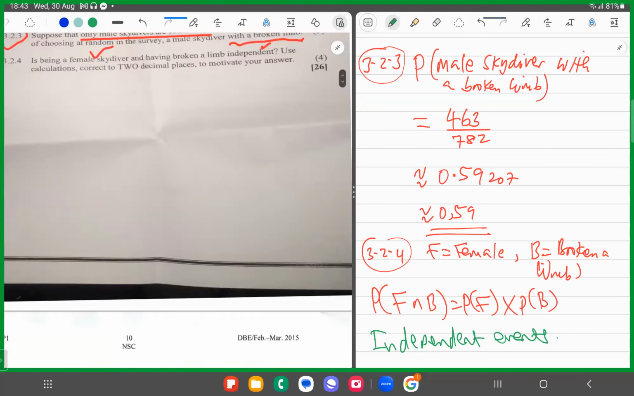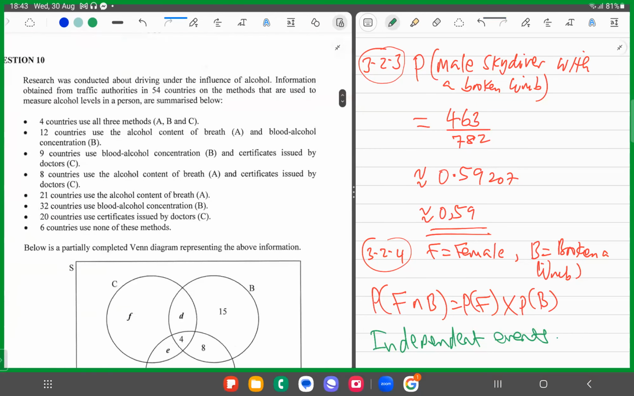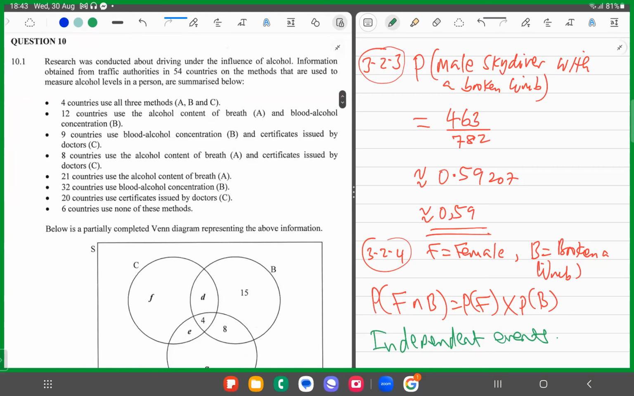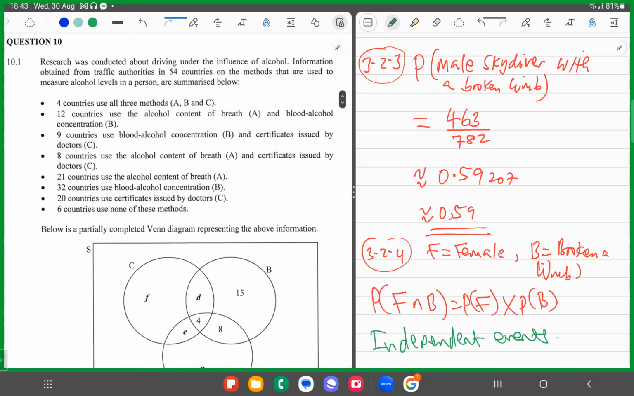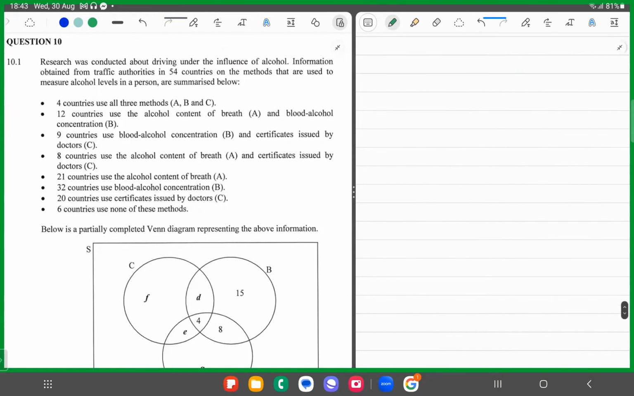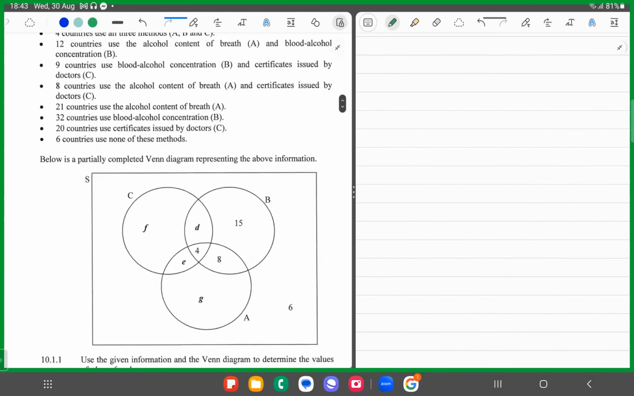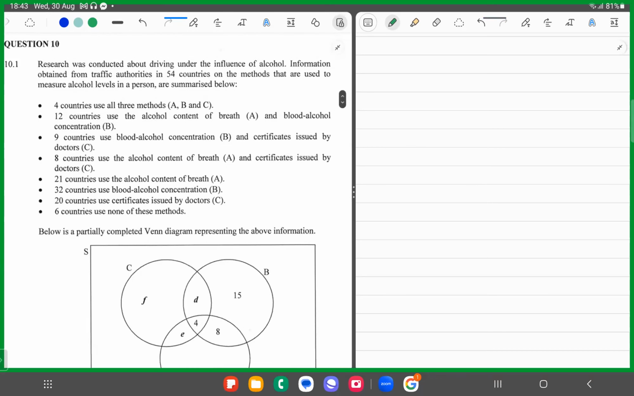Let's look at the next question. This next question is question 10, and question 10 is very interesting. It looks at another Venn diagram with three events, A, B, and C. And let's just go through the question together. Question 10. Right, so this question is a very interesting question. And we spend time on it because it is most certainly nice and sweet.